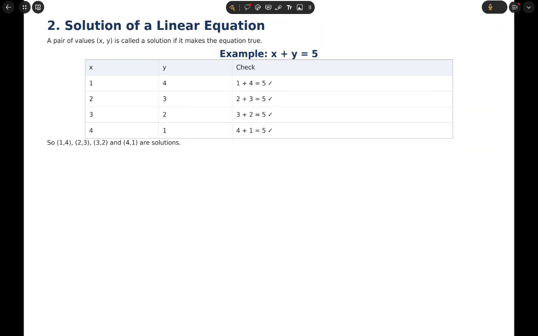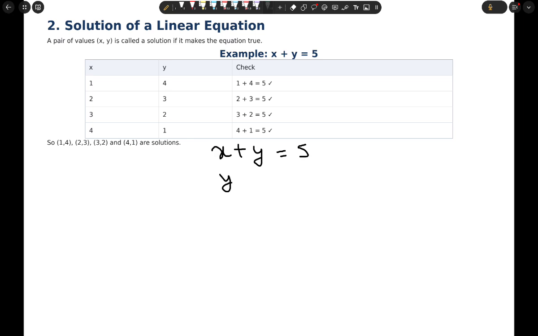Then let's find the solution of a linear equation of two variables. To find the solution, we have to find the values of x and y. It will be very simple. We have a linear equation of two variables, that is x plus y is equal to 5. What we will do is find the value of y in terms of x. Y is equal to 5 minus x.